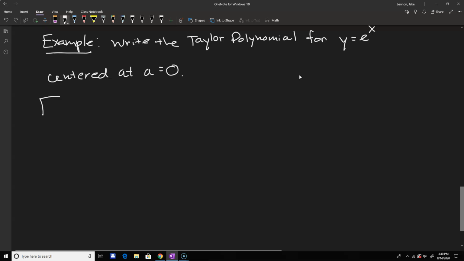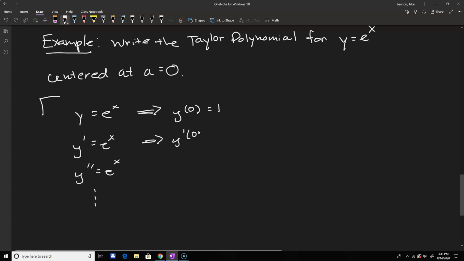So maybe I should be using x, I'm just using y this time. But we have y as e to the x. And then this is actually pretty easy because we know when we take the derivative, we just always get e to the x. And then e to the 0 is always going to be 1. So y of 0 is 1. Y prime of 0 is 1. Y double prime of 0 is 1, and so on.